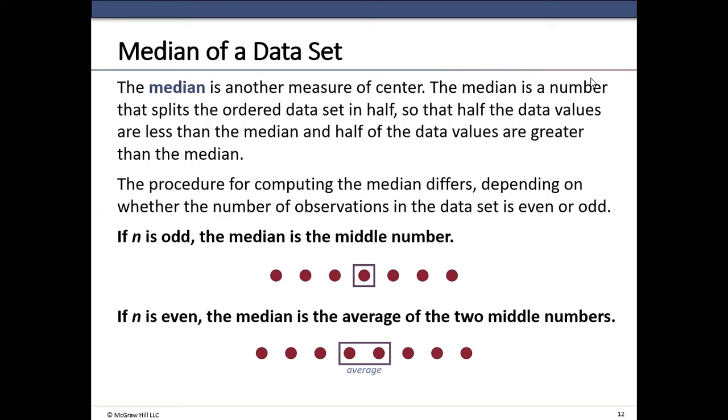So there is a difference in how we calculate the middle depending on the sample size. If the sample size is odd, then it is the number in the middle. If the sample size is even, then the median is the average. That is, you add the middle two numbers and divide by 2 to get the median.